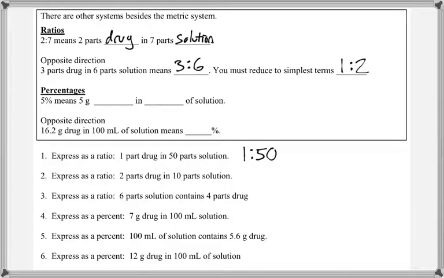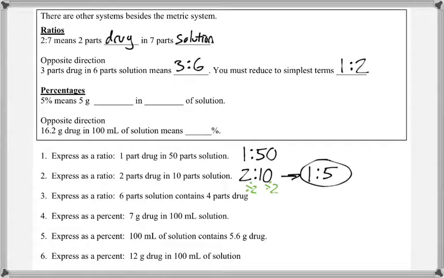2 parts drug in 10 parts solution would be 2 to 10, but then that reduces to 1 to 5. So that's because I divided both of those by 2. So very much like reducing a fraction. So make sure that you express the ratio in simplest terms.